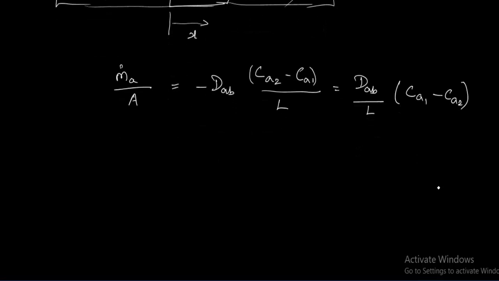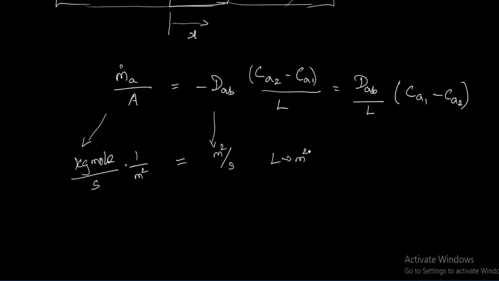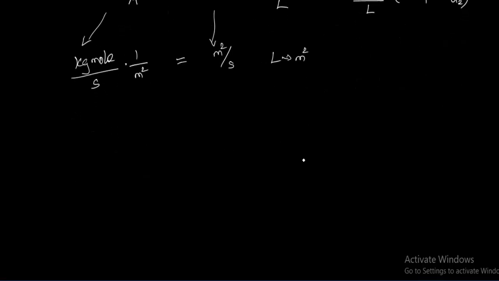In this formula, M dot A is known as molar flux, that is kilogram mole per second per meter squared, right? The area is meter squared, and the diffusion coefficient is meter squared per second. This value will be given in the problem itself, or you can take it from the data book, right? And L is the thickness in meters. This L value differs for cylinders and spheres.